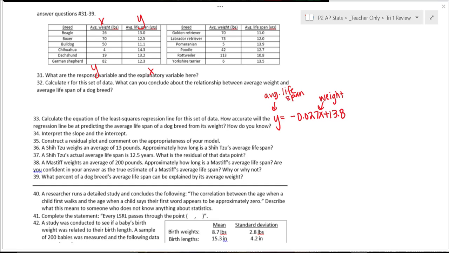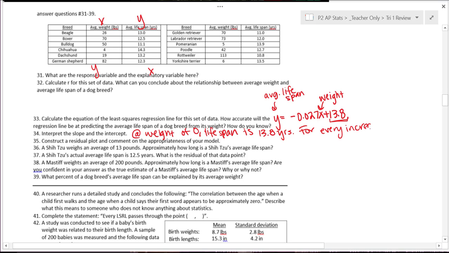So we're going to interpret this slope as saying that this is not going to be a great interpretation here, right? But at a weight of 0, lifespan is 13.8 years. Then we're going to say for every increase in 1 pound, the lifespan decreases 0.027 years.